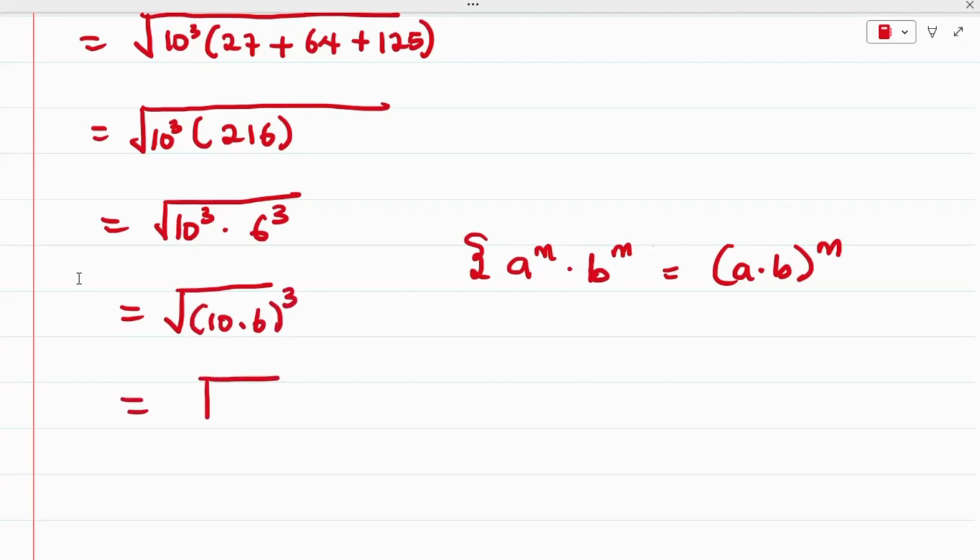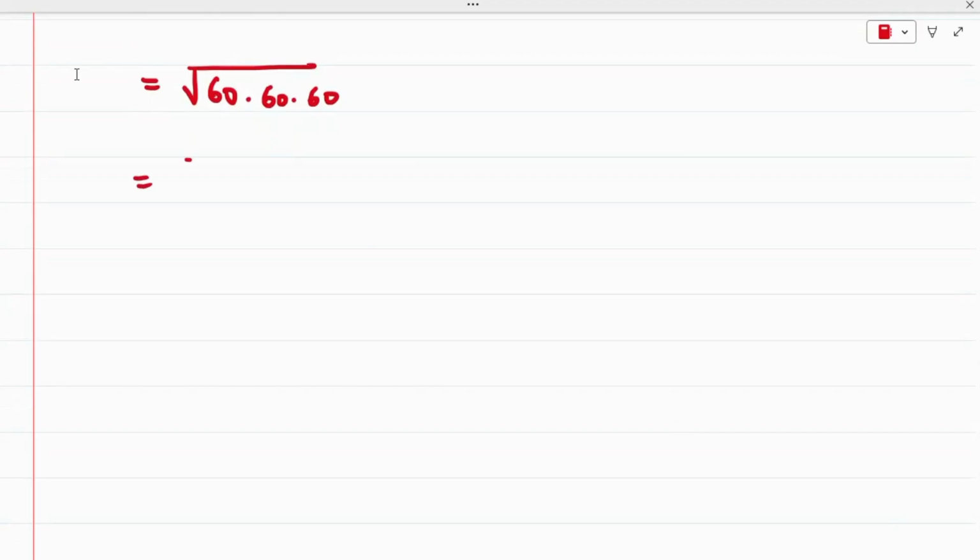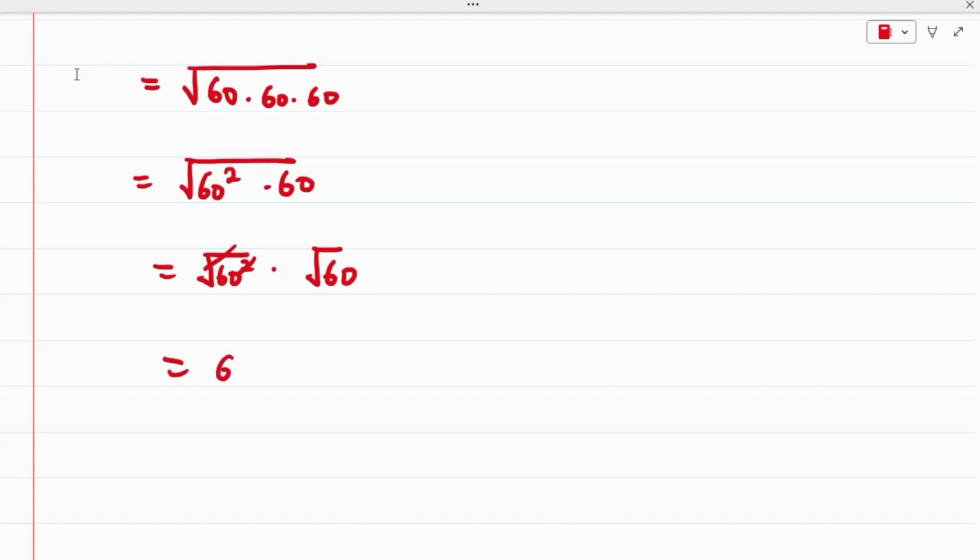This is equal to the square root of 10 multiplied by 6, which is 60, all raised to the power of 3. So this is equal to the square root of 60 raised to the power of 3, which can be expressed as 60 multiplied by 60 multiplied by 60, right? So this is equal to the square root of 60 squared multiplied by 60, and this is equal to the root of 60 squared multiplied by the root of 60. So this is going to cancel out this, we have this to be 60 into the root of 60.